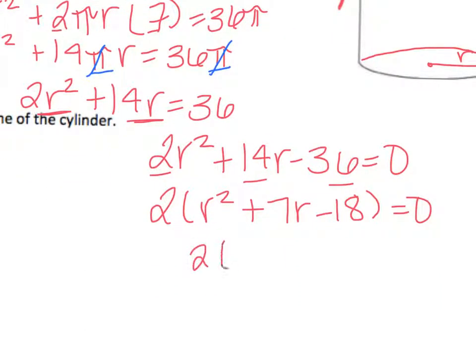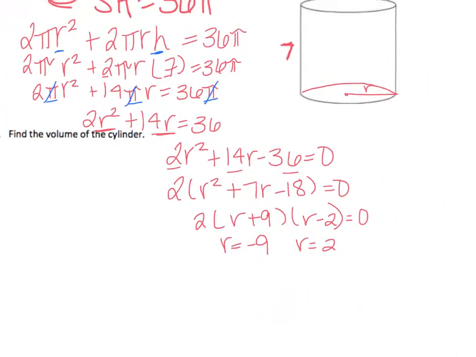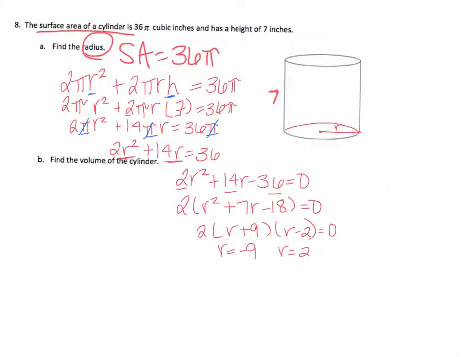So we have r and r. Factors of 18 are 6 and 3, and then 9 and 2, and 9 and 2 will work. So plus 9 minus 2. So this means r could equal negative 9, or r could equal 2. Now if we think about these answers for a second, r equaling negative 9 really doesn't make sense because a radius can't be a negative distance. So the only answer here that makes sense is 2. So the radius equals 2 inches.